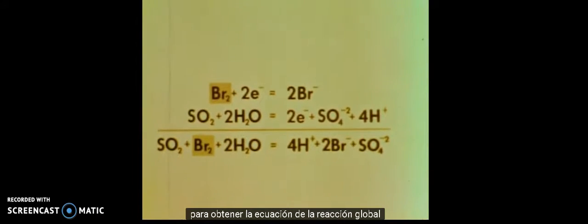Here is the half reaction. Sulfur dioxide has been found to be the most economical reducing agent. Here are both half reactions. We add them to obtain the equation for the overall reaction.